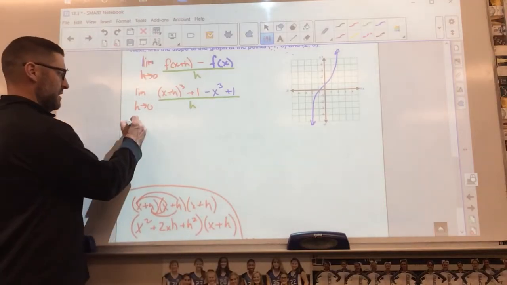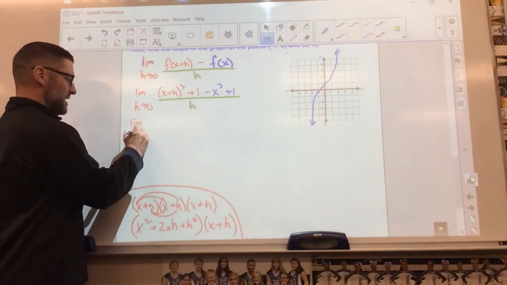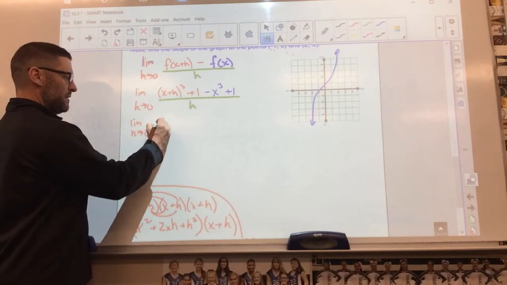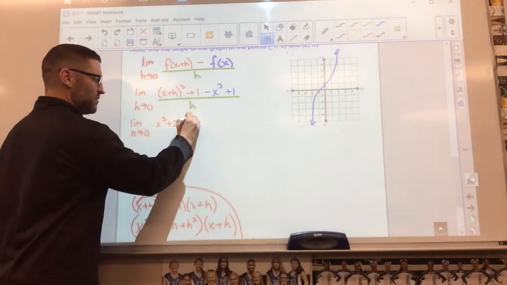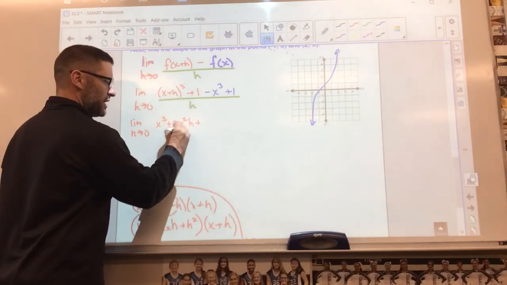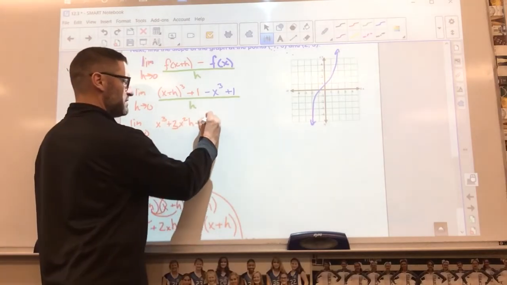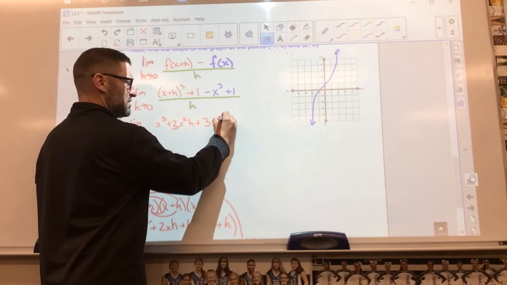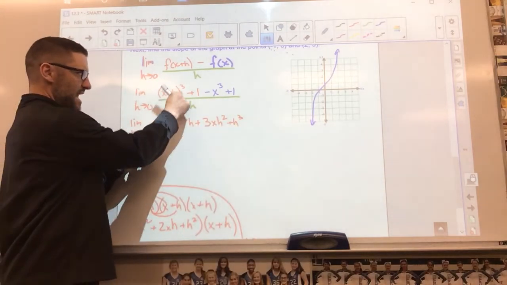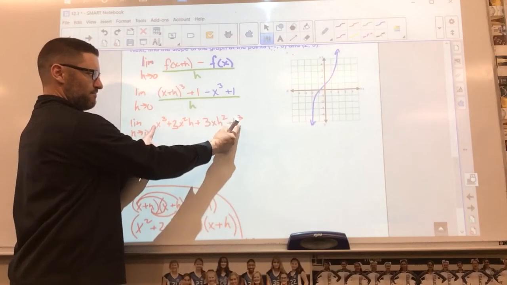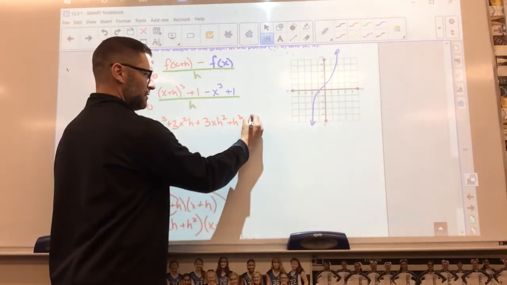So what I got is the limit as h goes to 0 of x cubed plus 2x squared h plus 3x squared h plus 3xh squared plus h cubed. That's just that little chunk FOILed out. I still got plus 1.